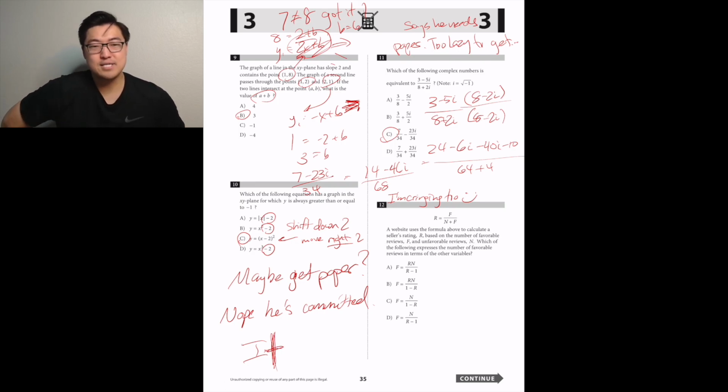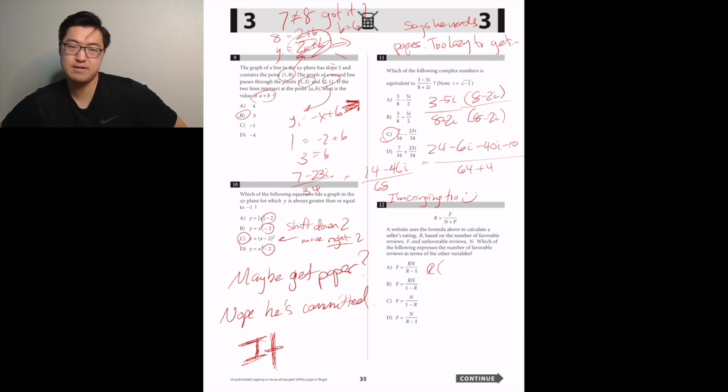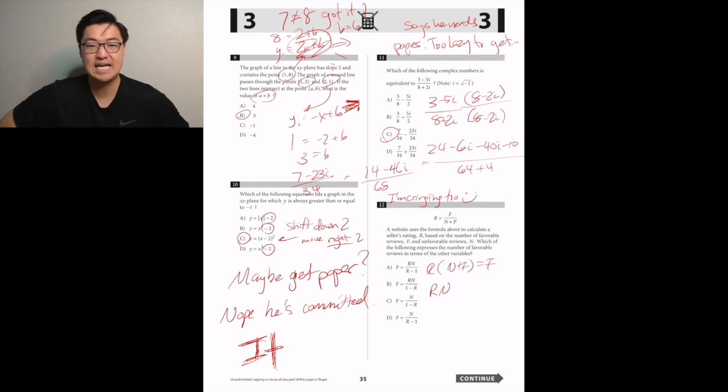12. A website uses the formula above to calculate a seller's rating R based on the number of favorable reviews F and unfavorable reviews N. Which of the following expresses the number of favorable reviews in terms of the other variables? So we want to isolate F. If we want to isolate F, then let's get it out of the denominator first. Fraction equals fraction means cross multiply. So then we'll get Rn plus Rf is equal to F.